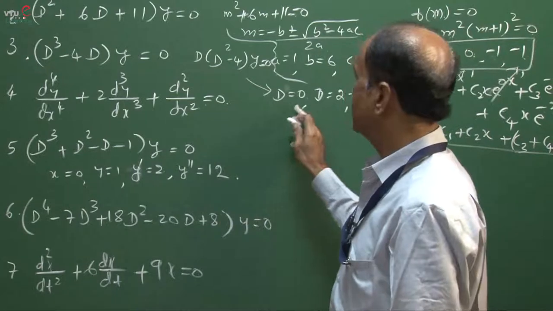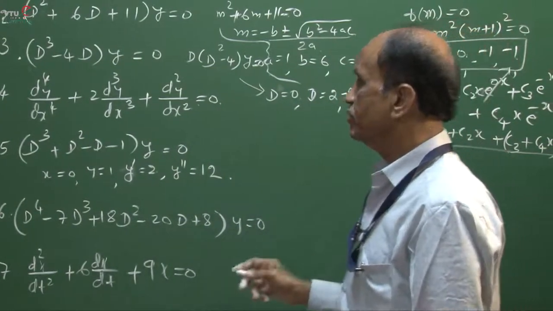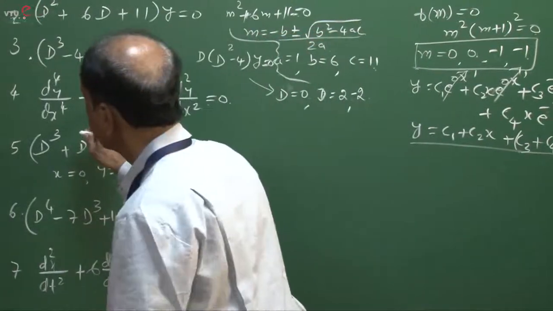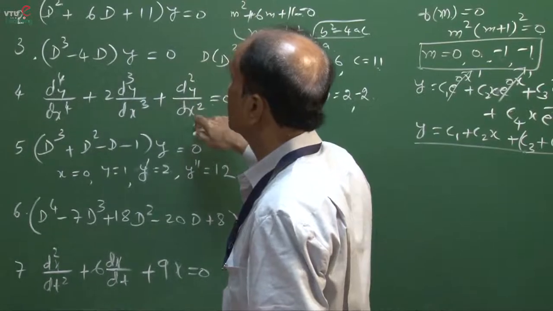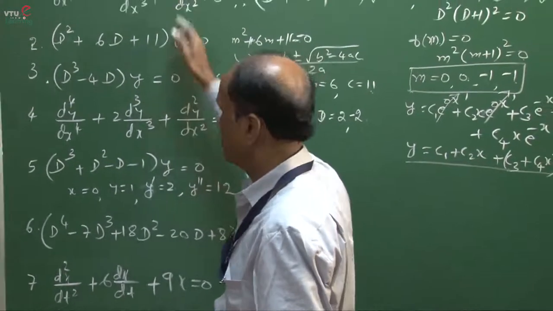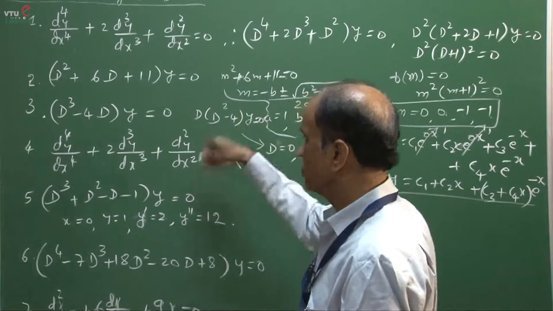You can write c1 e to the power 0x plus c2 e to the power 2x plus c3 e to the power minus 2x. And here this is also similar type. This problem, both are similar type. Of course, this problem is repeated, so you can ignore this, because both are the same.